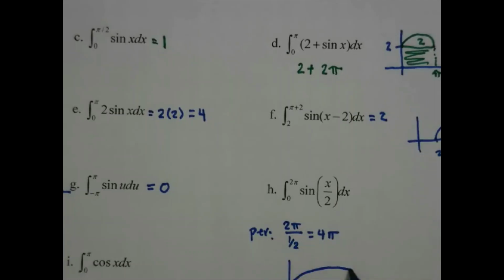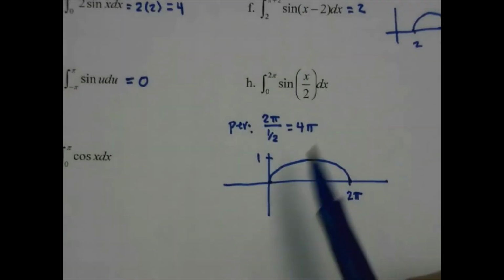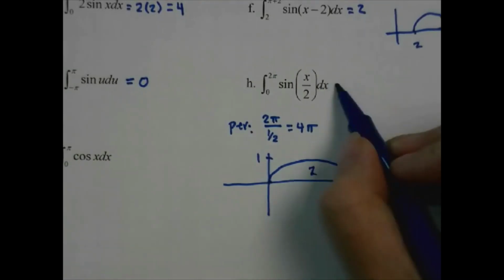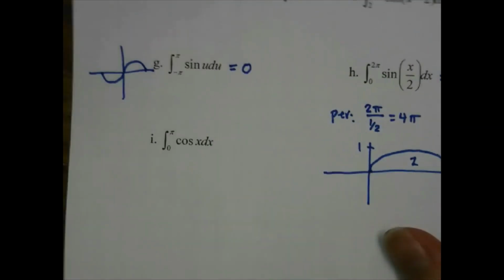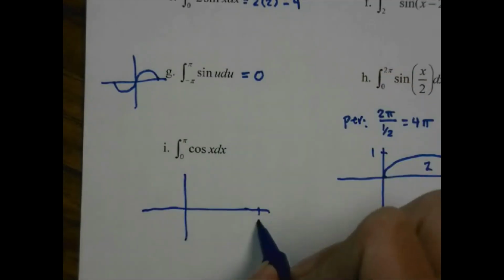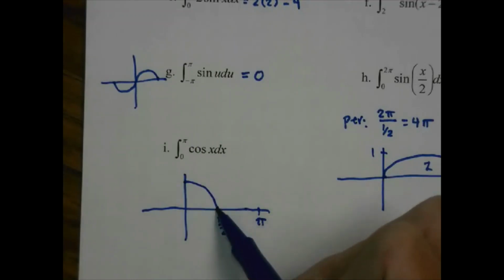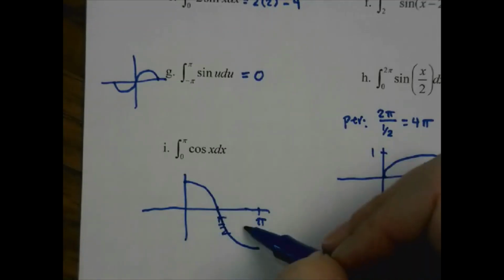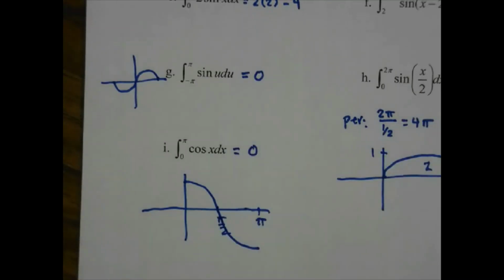So rather than it doing one of these cycles from 0 to pi, it's going to go from 0 to 2 pi. So it just stretches it. So this is actually still going to be 2. And then the last one, 0 to pi of cosine. Cosine starts at 0, goes like that. So whatever this area is, which is 1 and 1, they are going to cancel each other out and be 0.